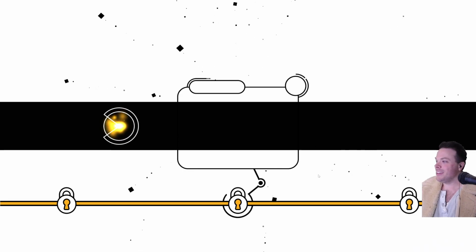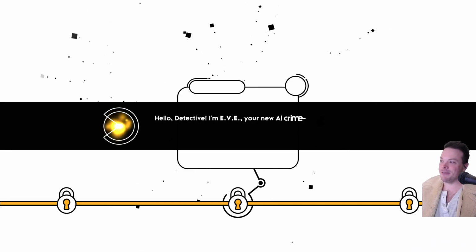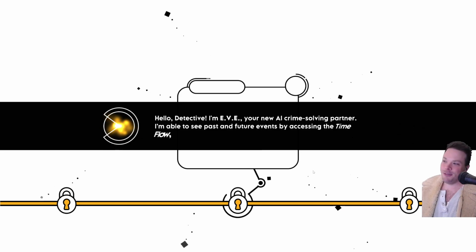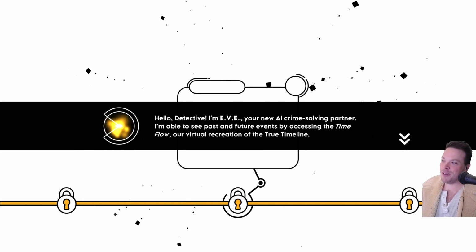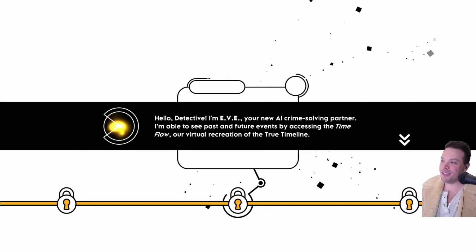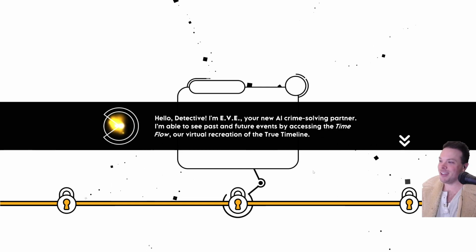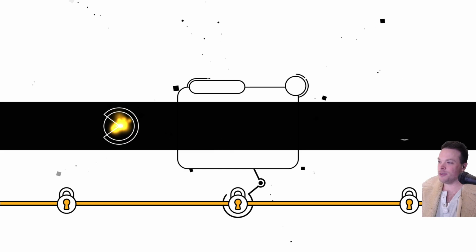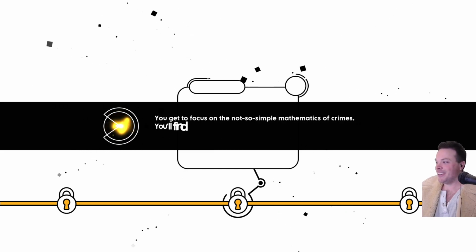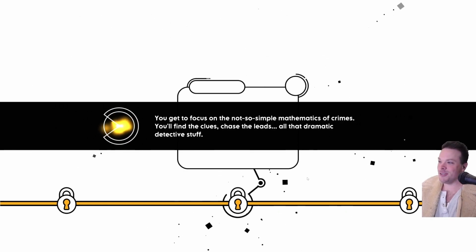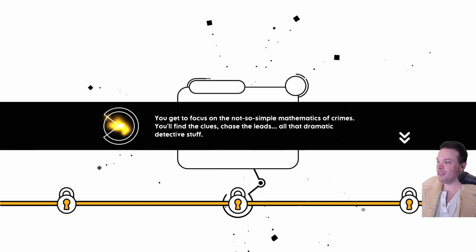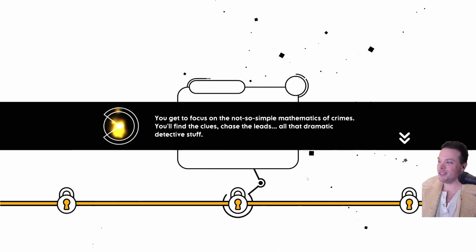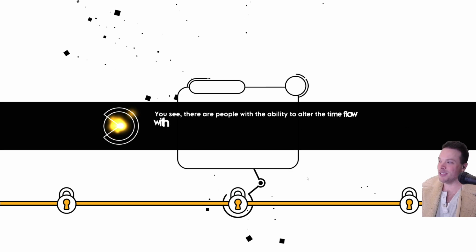Freemium installation complete. Hello, Detective. I am Evie, your new AI crime-solving partner. I'm able to see past and future events by accessing the time flow, our virtual recreation of the true timeline. You get to focus on the not-so-simple mathematics of crimes. You'll find the clues, chase the leads, all the dramatic detective drama stuff.